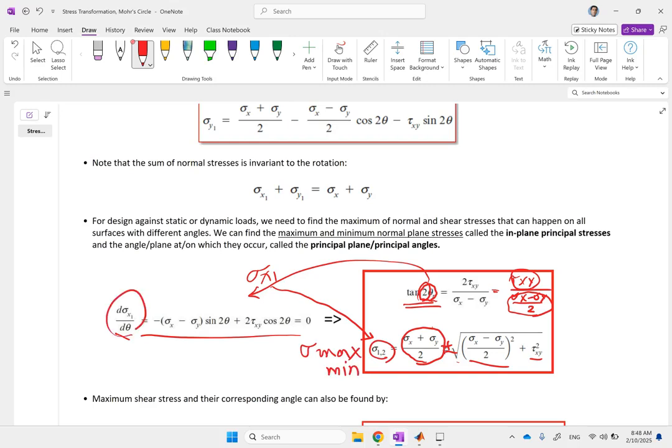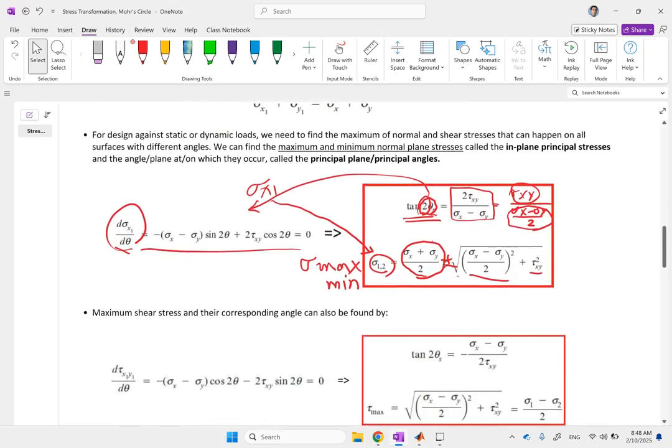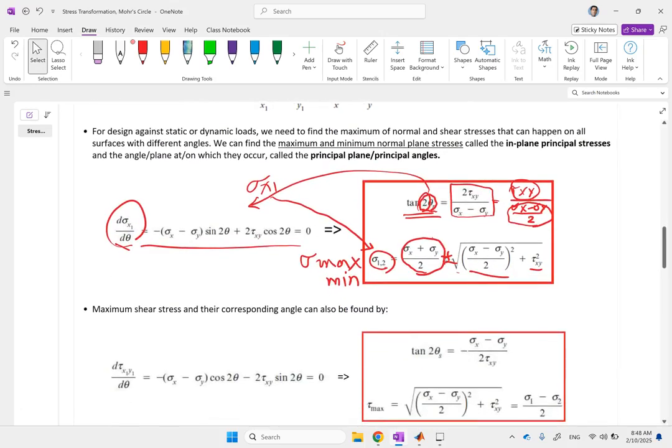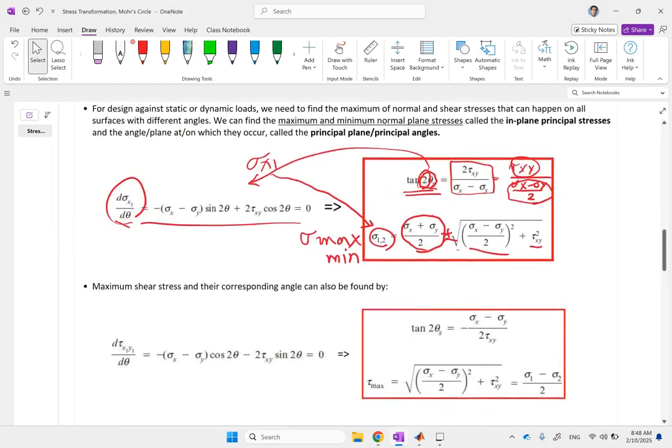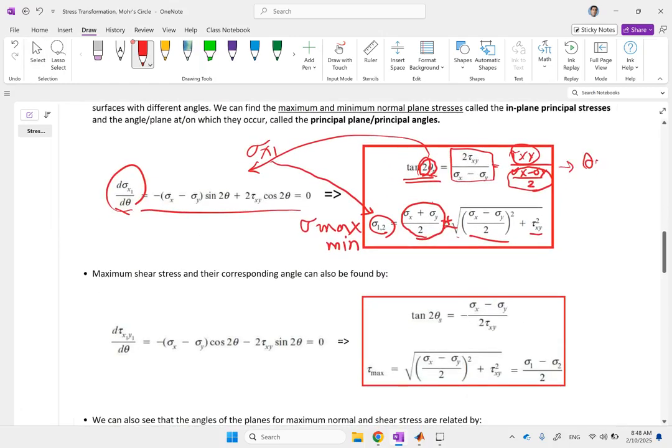Remember, when we set it to 0, we're going to get optimum points, max or min. So we're going to get both of them here. One of them is max sigma, one of them is min sigma. These are the angles. And remember, tangent inverse has 2 answers in this case. So you're going to get basically the 2 angles, and one of them is going to be 90 degrees plus the other one. So the angles that you will get are theta p1 and theta p1 plus 90 degrees, because sigma min and sigma max are always on 2 planes that are 90 degrees with respect to each other.